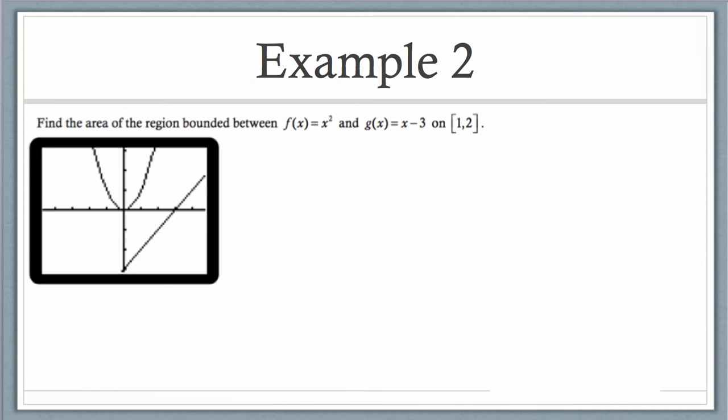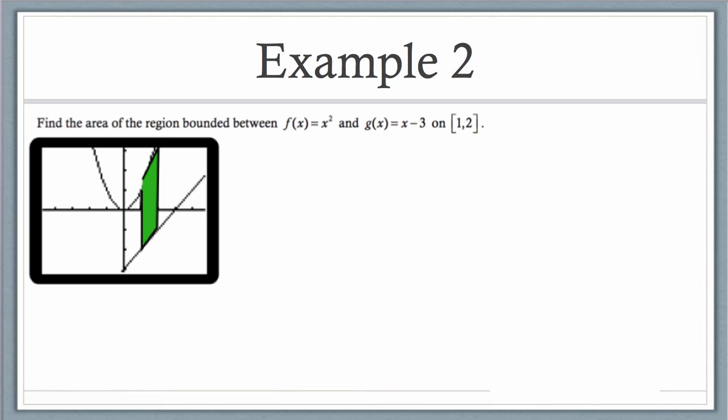In the next example, we're going to find the area of the region that's bounded between x squared and x minus 3 on 1 to 2. Now, since I know that both of these functions are going to go through more than just the first quadrant, I just used a standard 5x5 window.